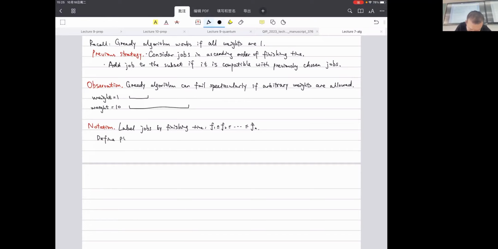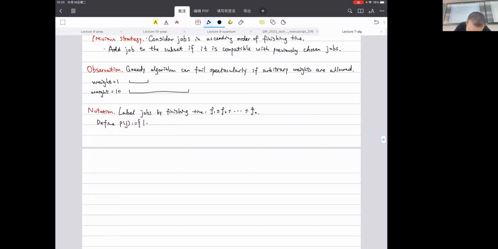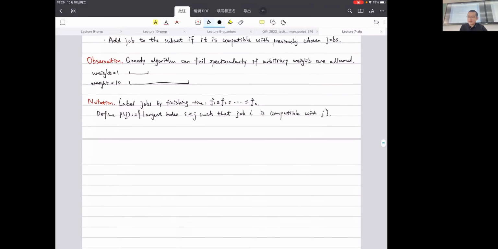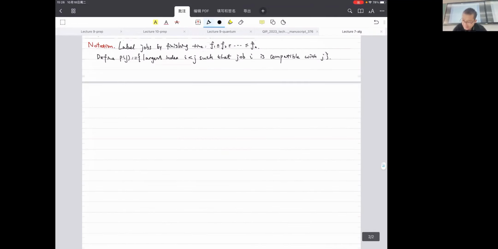So basically, we define a function called p(j), which is the largest index i, strictly smaller than j, such that job i is compatible with j. So what do I mean by that? Maybe let's actually see an example here.